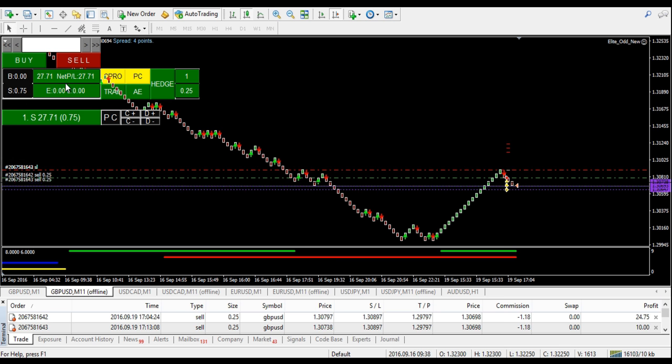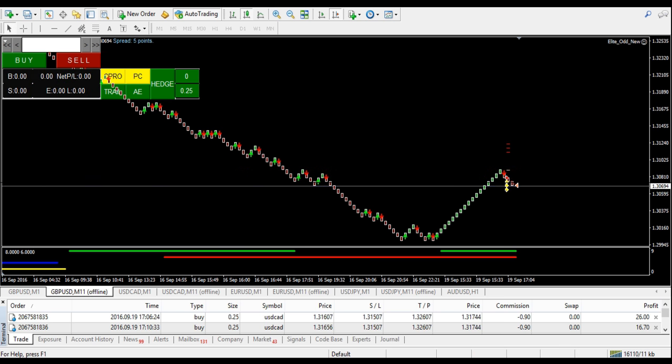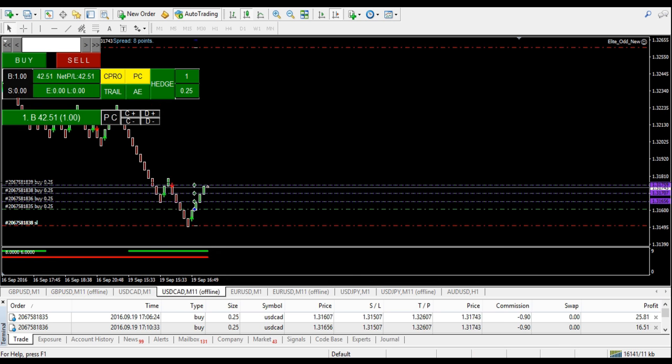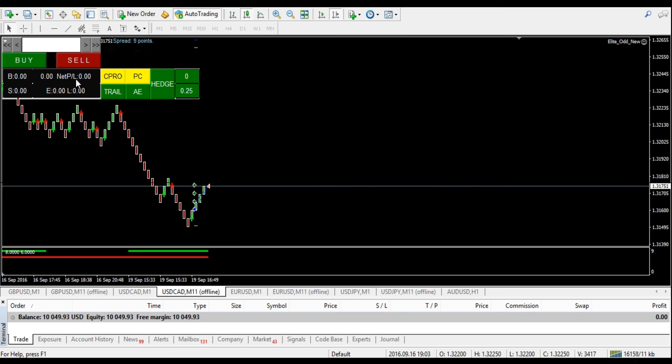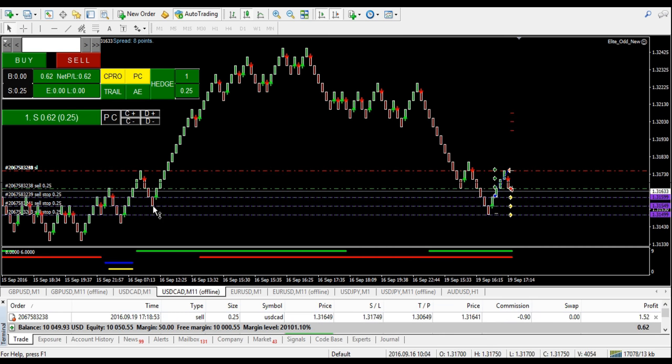There you go, guys. Back to your screen, 27.71. I closed that trade, and that was the pound dollar. This is the USD CAD. This was a fantastic trade. Again, I took $49 on that trade using the same scaling technique that I've been talking about. This was a very clean trade, the USD CAD that you just saw.